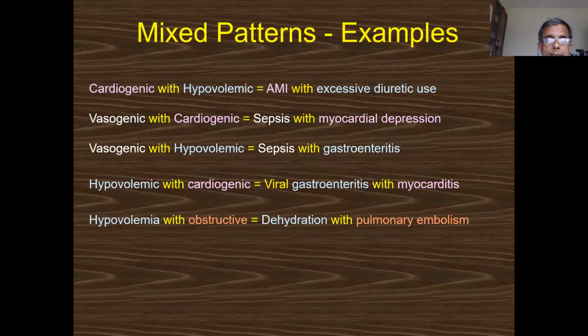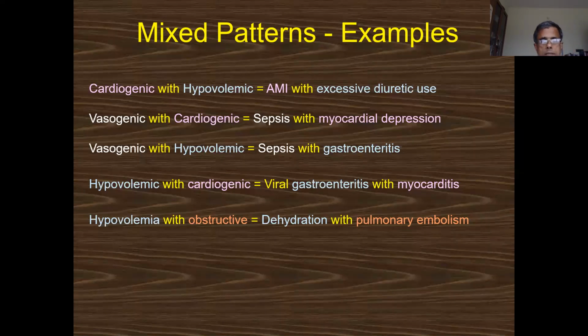Now, those are the 4 basic types of shock, like 3 primary colors or 2 basic types of respiratory failure. But in real life, nothing is pure. It's all mixed. So the idea is, with your investigations, to tease out which is the predominant component and start therapy appropriately. You can have a cardiogenic with hypovolemic shock, an acute myocardial infarction with excessive diuretic use.